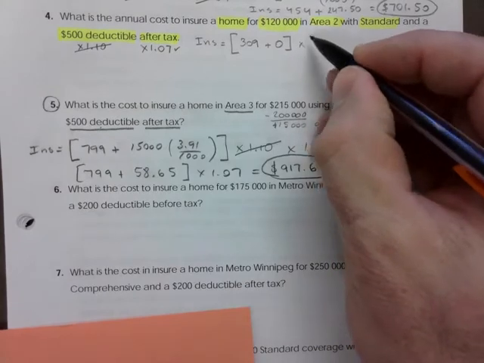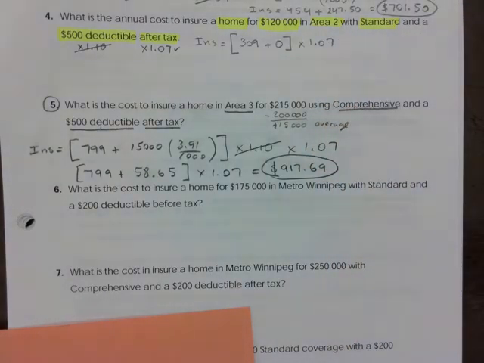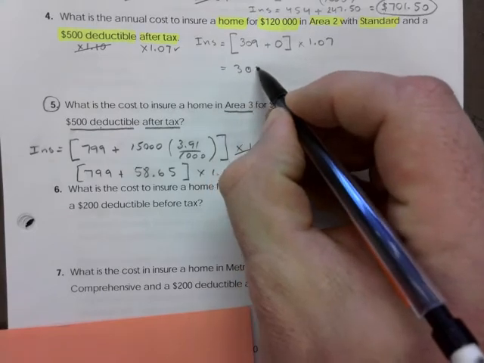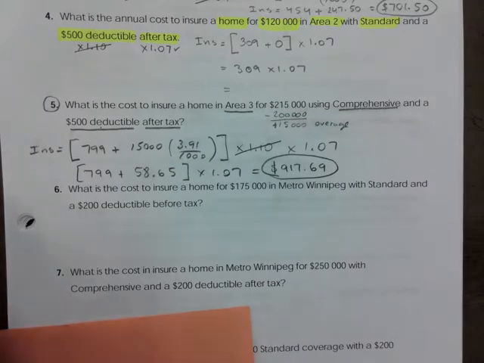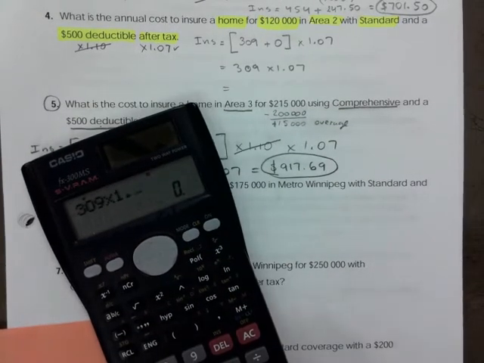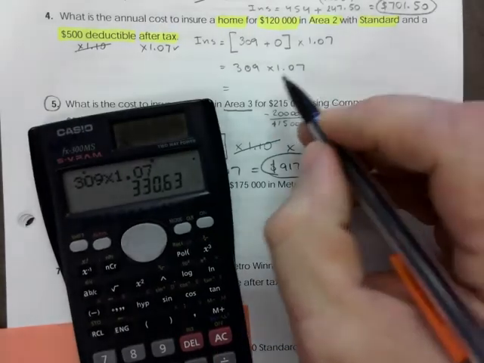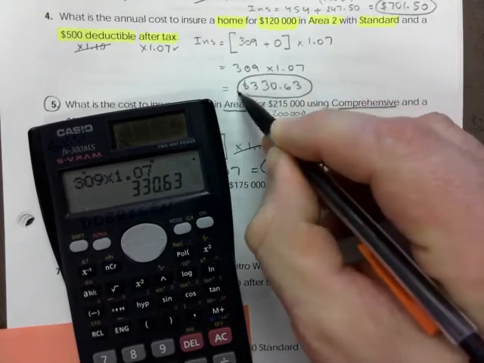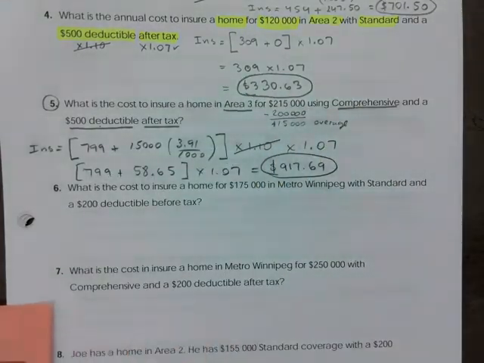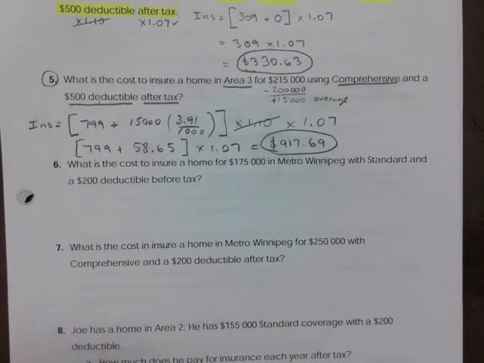And then I'm going to multiply that by 1.07. The 1.10 is not applicable. So 309 times 1.07 is $330.63 per year. Okay. Question 5 I did with you yesterday already, so let's not worry about that one. I hope you're writing this down.